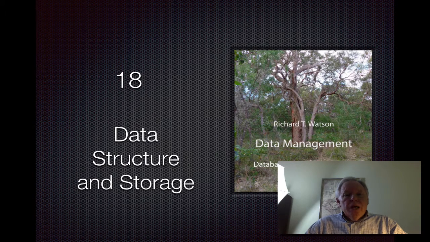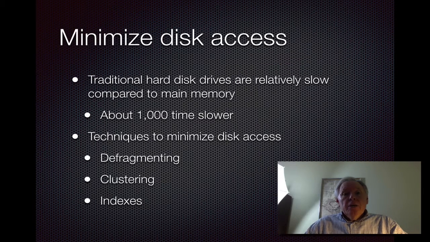Hello, I would like to introduce you to Chapter 18, Data Structure and Storage. Much of the focus of this chapter is on minimizing disk accesses. Traditional hard disk drives are relatively slow compared to main memory. It takes about 1,000 times longer to access a record from a disk drive compared to retrieving that same record from main memory. We have three techniques for minimizing disk access.